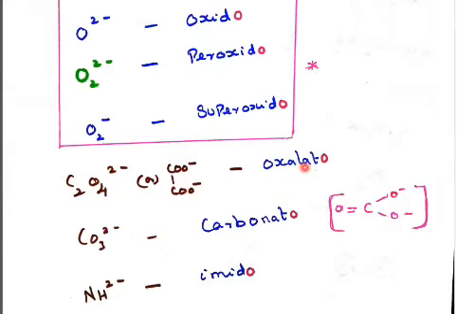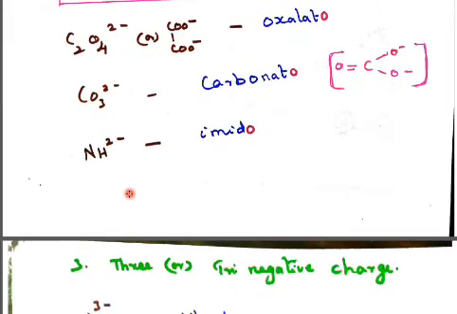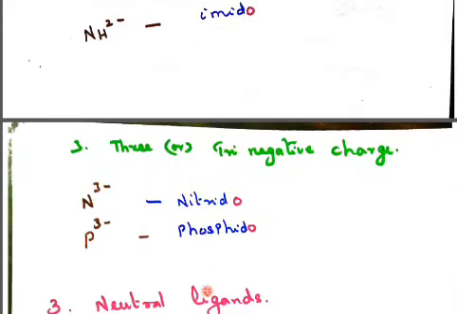Oxalate is called oxalato. Carbonate ion, CO3 2 minus, is called carbonato. So C double bond O, minus 2, with a donor atom. Next, NH2 minus is called amido. NH2 minus is called amido. NH is called imido, it is called amido 2 minus. Then three, or tri-negative charges: N3 minus is called nitrido. P3 minus is called phosphido. N3 minus is called nitrido, P3 minus is called phosphido.